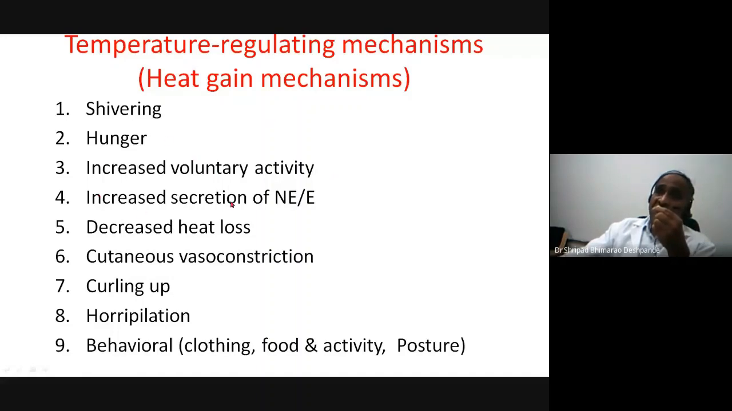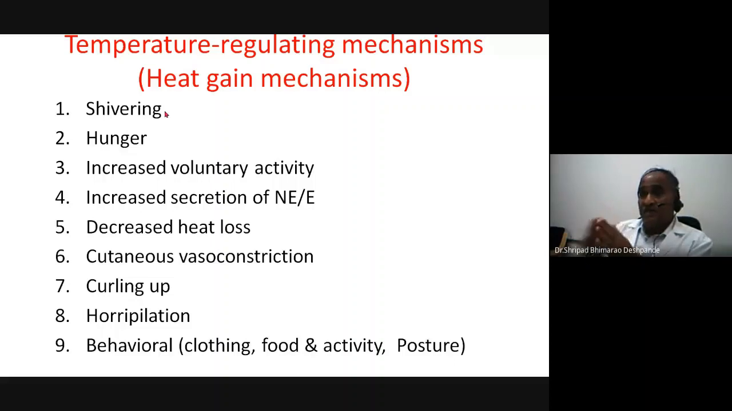Now, the increased secretion of norepinephrine and epinephrine would increase the shivering or even tremors, and that would sensitize the activity, make the activity powerful, and they themselves increase the activity of all cellular systems, especially the adipose tissue and other tissues for the glucose breakdown and more ATP generation.